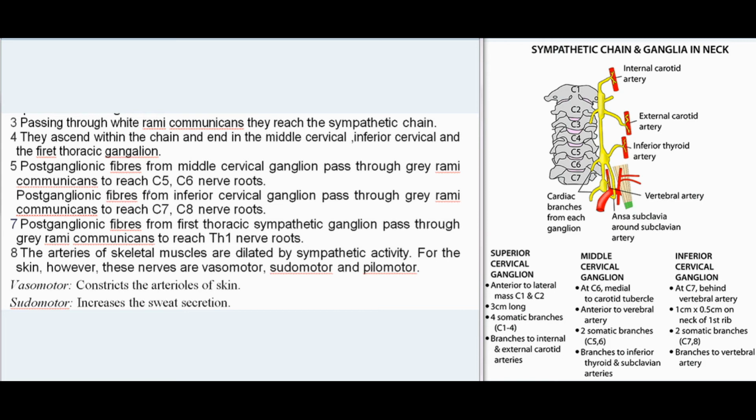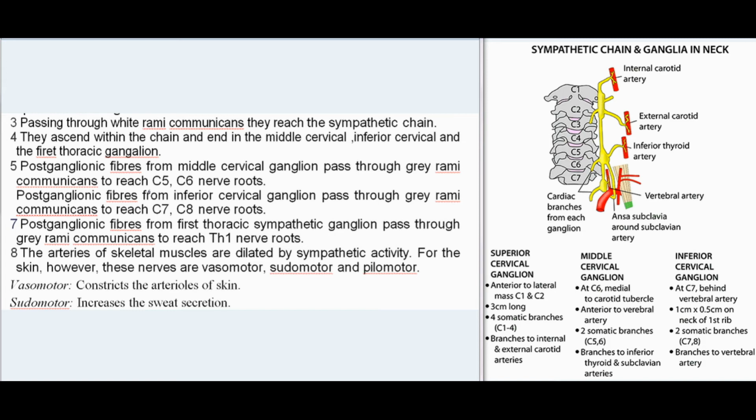5. Postganglionic fibers from middle cervical ganglion pass through gray rami communicantes to reach C5, C6 nerve roots. 6. Postganglionic fibers from inferior cervical ganglion pass through gray rami communicantes to reach C7, C8 nerve roots. 7. Postganglionic fibers from first thoracic sympathetic ganglion pass through gray rami communicantes to reach T1 nerve roots. 8. The arteries of skeletal muscles are dilated by sympathetic activity. For the skin, however, these nerves are vasomotor, pseudomotor and pilomotor.